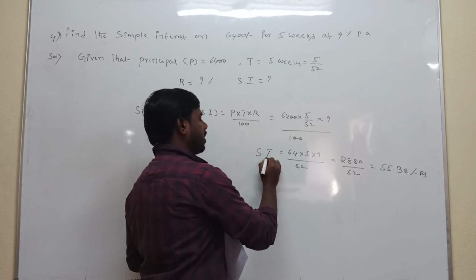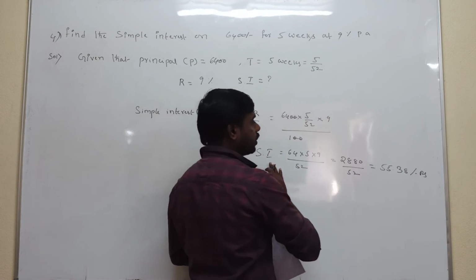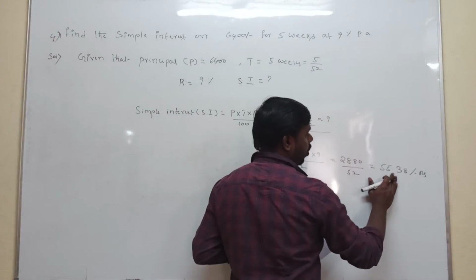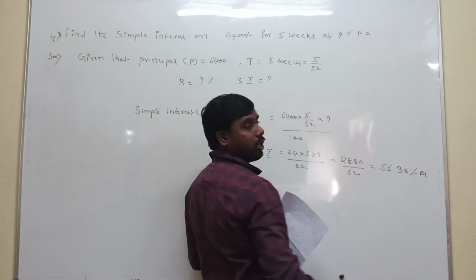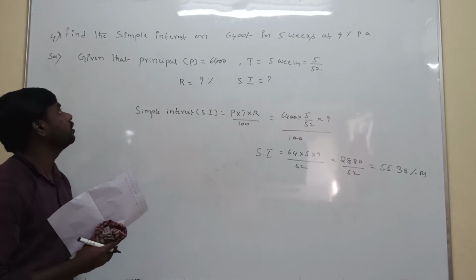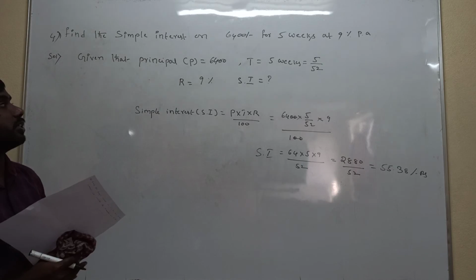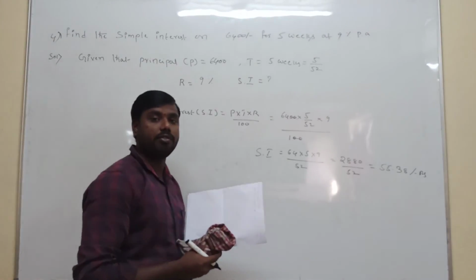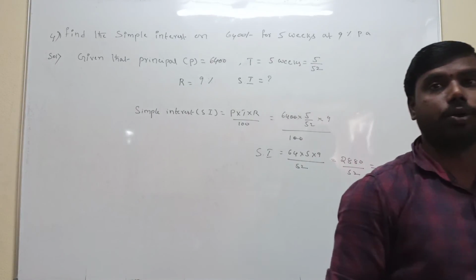What is the required value? Finally we got the value: simple interest is equal to 55.38 rupees per annum. This is the required solution. So this is the process of how to calculate simple interest. The remaining questions we will discuss tomorrow. Thank you all.